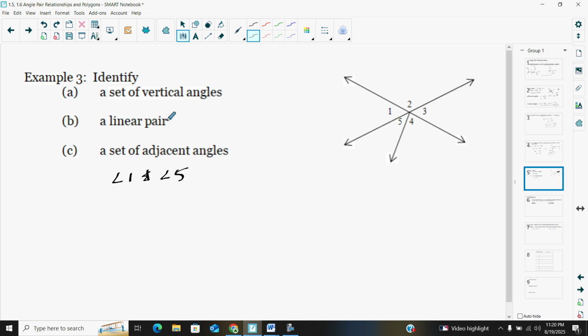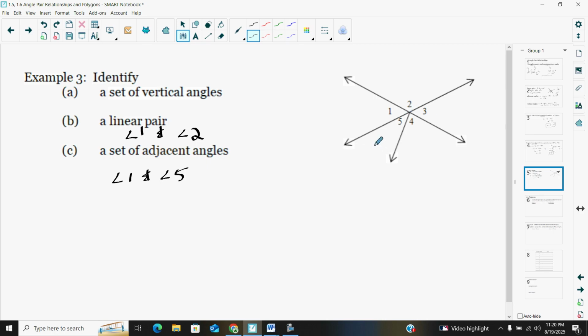Part B wants a linear pair. A linear pair means that they're adjacent, so they share a ray, and they line up in a straight line. They form a straight line. They are supplementary. Angles 1 and 2 would be a good example of that. There's one more set. 2 and 3 are also a linear pair.